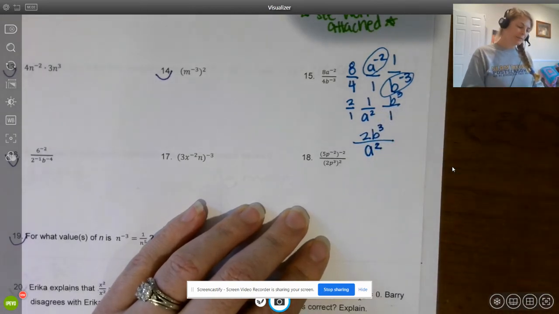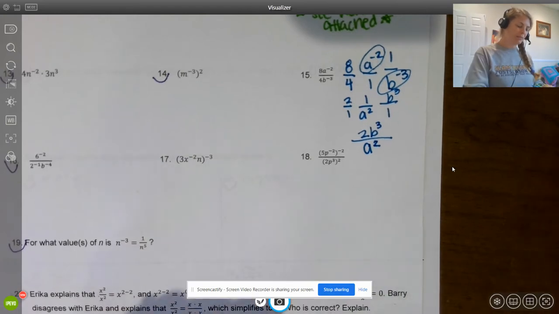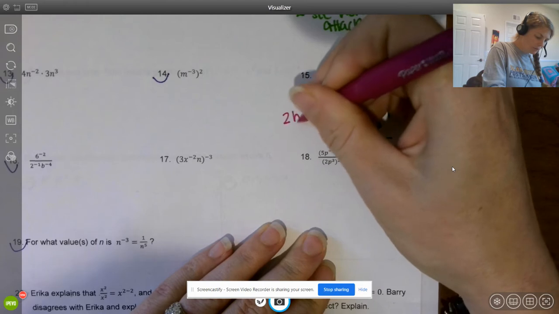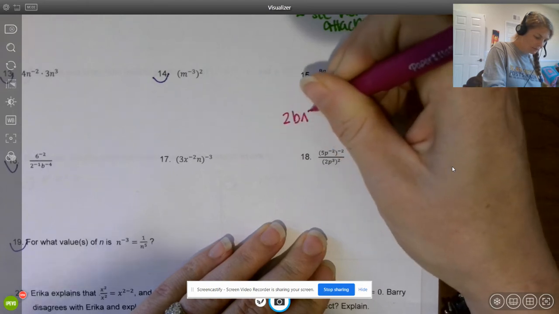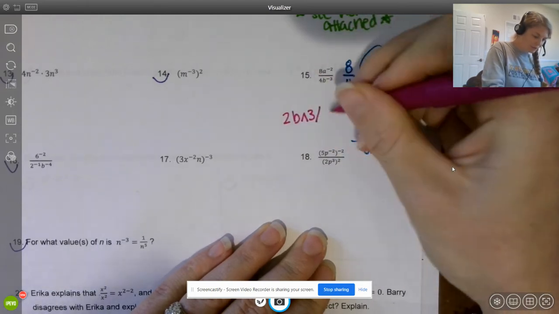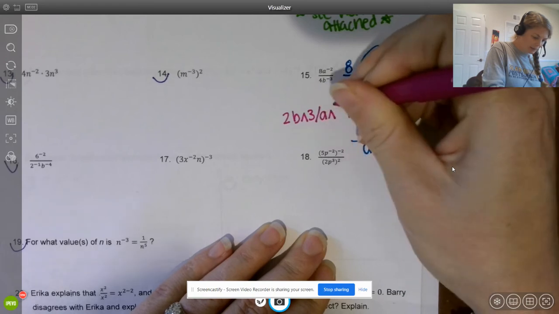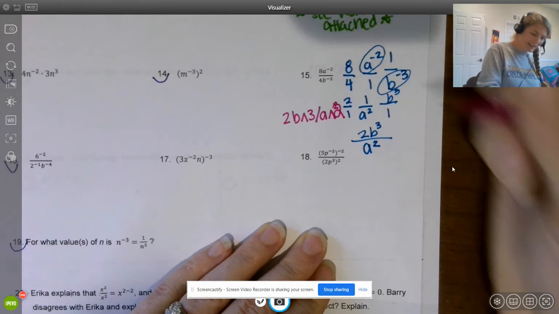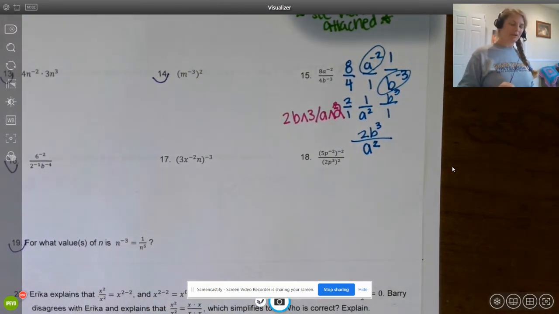Good job. And to put this into a computer, like a dot or something like that, we would do 2b caret to the 3rd, and then put our fraction bar, and then put a caret to the 2nd. Oops, I guess that would be down here to the 2nd. Perfect. And that's how you put your answer.